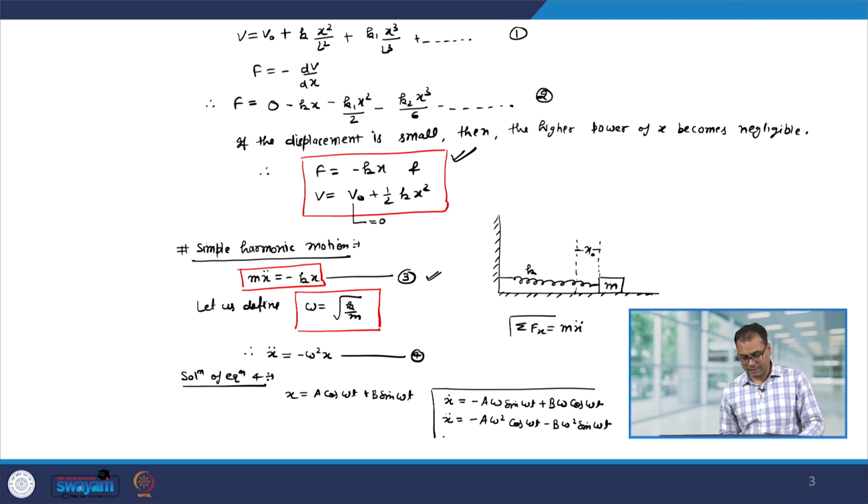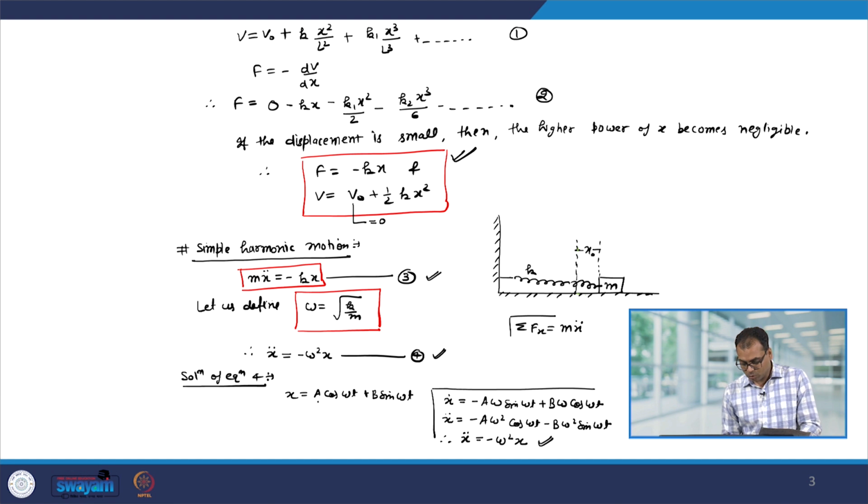and from here I can take omega square as a common factor. So, minus omega square, and then we have a cos omega t plus b sin omega t, which is equal to x, and this equation is similar as equation number 4. Therefore, the solution x equal to a cos omega t plus b sin omega t satisfies equation number 4.